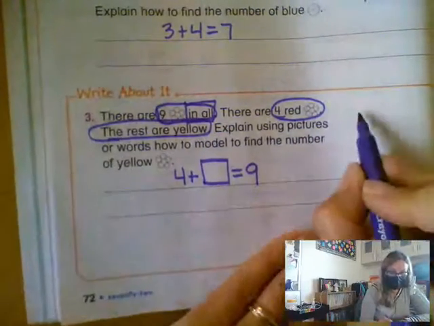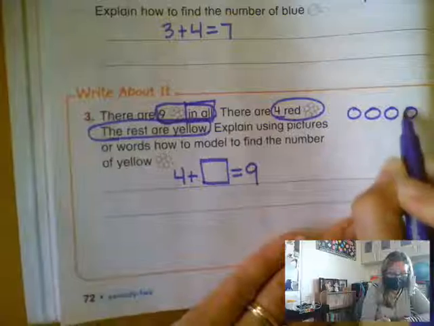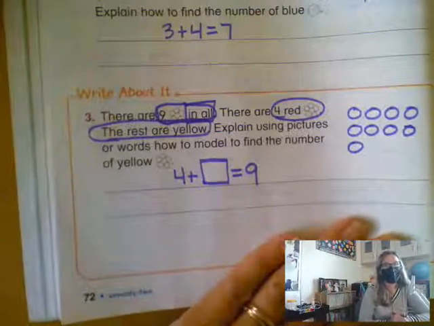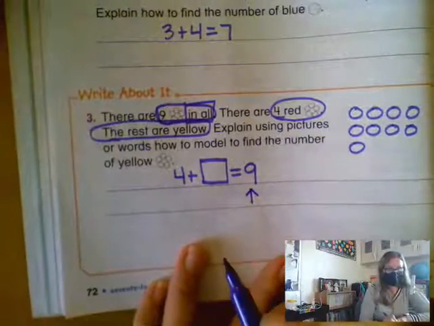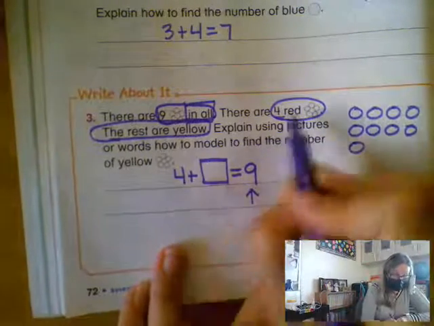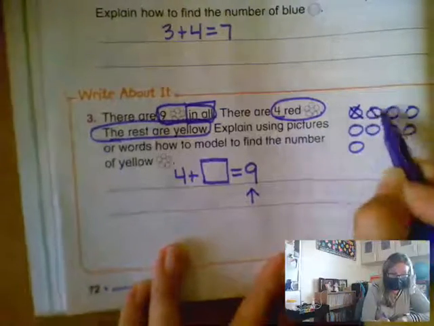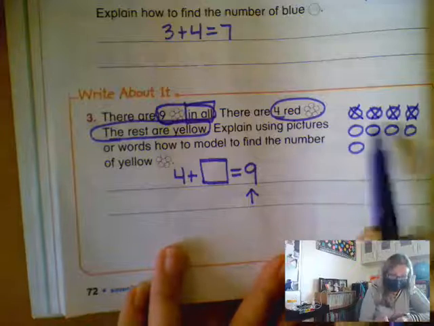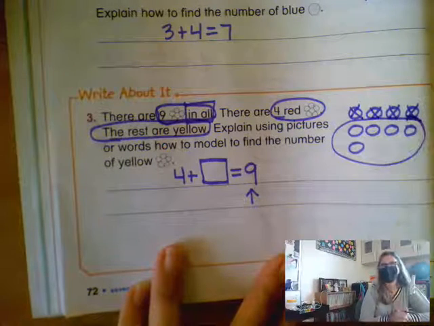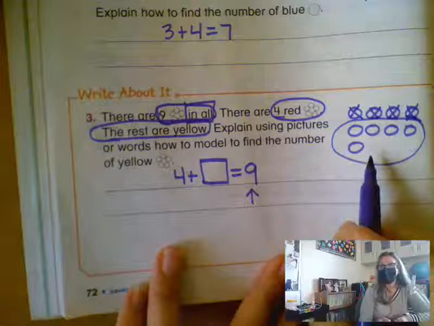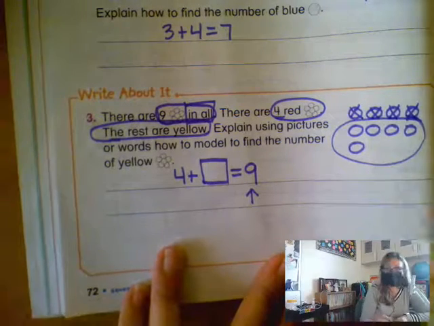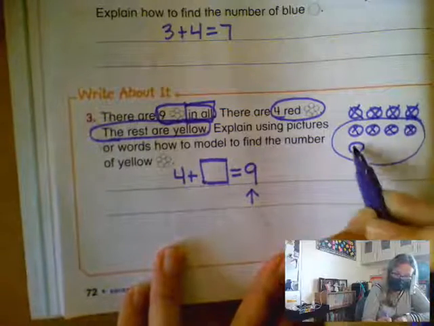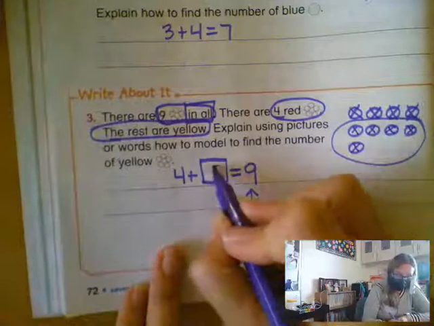Okay, so then it says explain using pictures and words how to find the number of yellow. So I know altogether there are 1, 2, 3, 4, 5, 6, 7, 8, 9 flowers in the garden, right? I know that. I know that 4 of them are red. So 1, 2, 3, 4 are red. I know that the rest are yellow. So Austin, how many yellow are there? Count with me. 1, 2, 3, 4, 5. So our other part is 5.